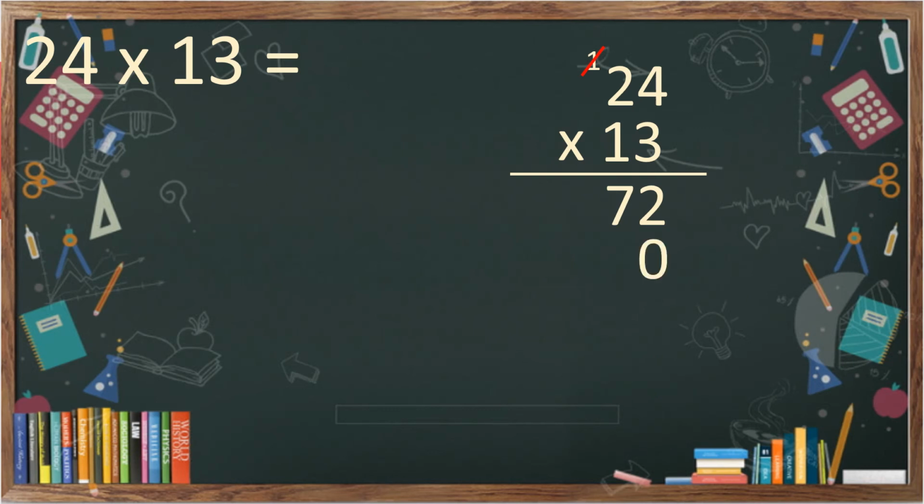Then we would move on to the 1 in 13. We would ask ourselves, what is 1 times 4? 1 times 4 is 4, so underneath the 7 we will write 4. Then we would ask ourselves, what is 1 times 2? 1 times 2 is 2, so we would put a 2 next to the 4.